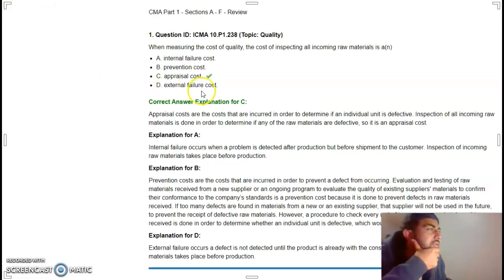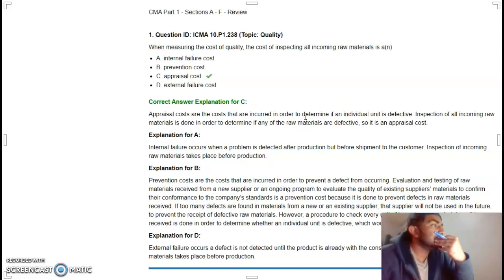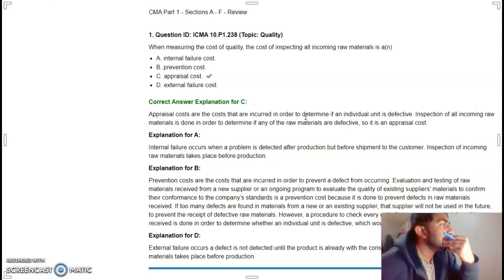Appraisal costs are costs incurred to determine whether an individual unit is defective. Inspection of raw materials is done to determine any raw material that is defective, so that is appraisal cost. The reason it was appraisal cost is that it is incurred in order to determine an individual unit is defective. Oh, I see.